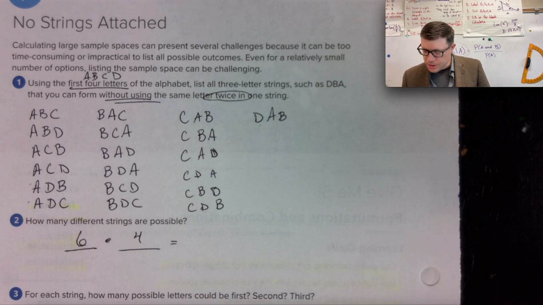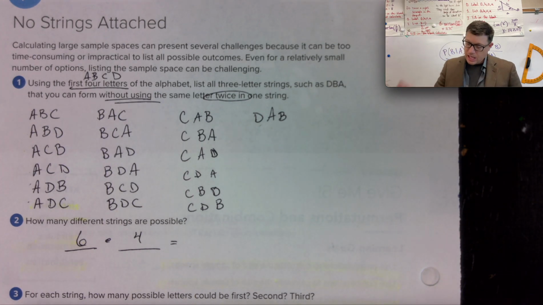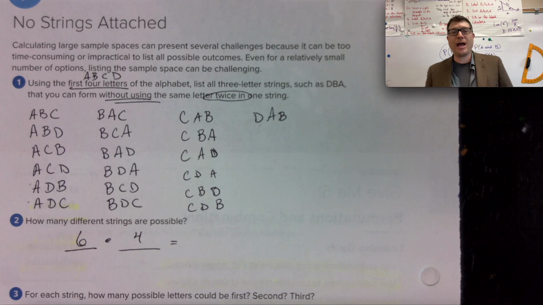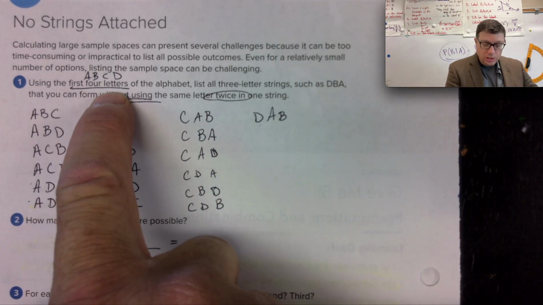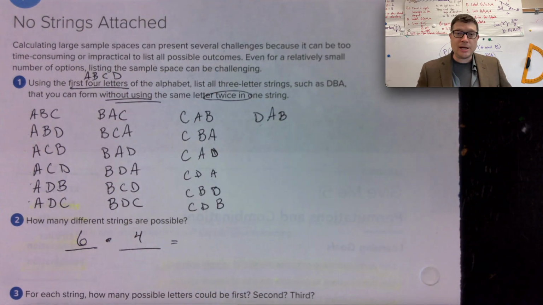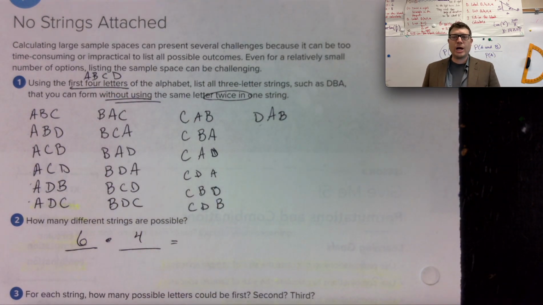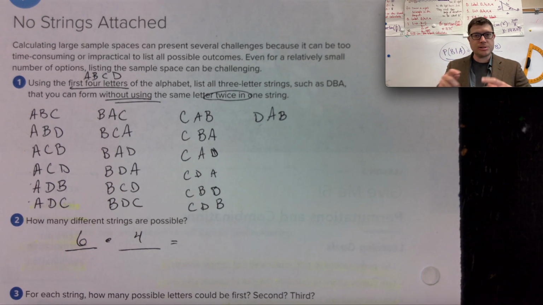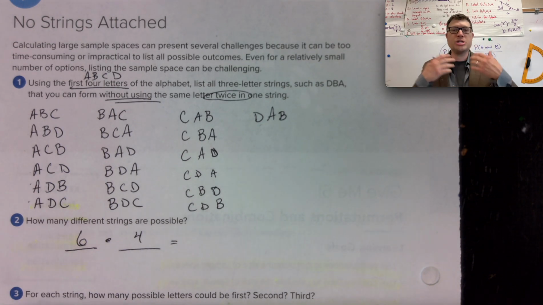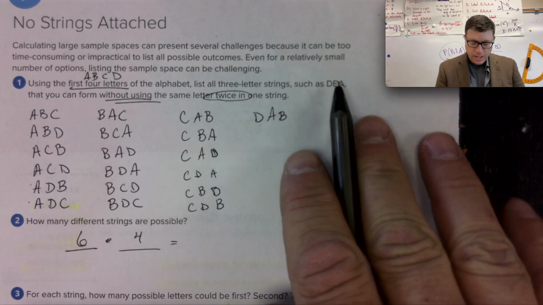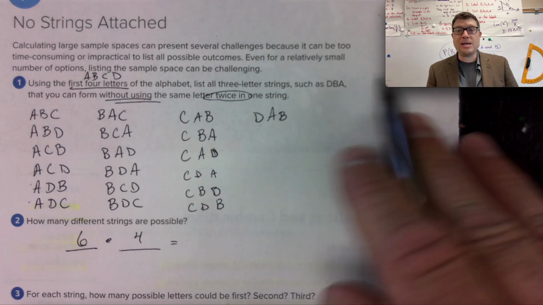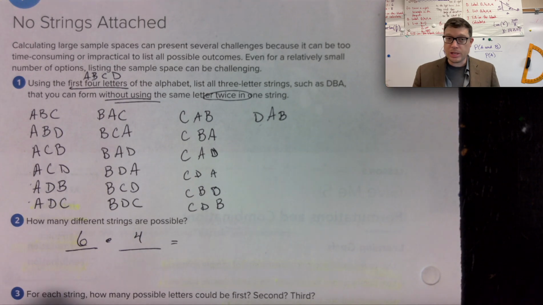I want you to consider this question. How is the organization of our list guaranteeing that we have all possibilities? Well, let's use the first 4 letters of the alphabet, A, B, C, D, and let's list all 3-letter strings. That's a computer term for a list of letters that don't even make a word, they're just put together into an arrangement. DBE, or DBA, is one of those 3-letter strings.